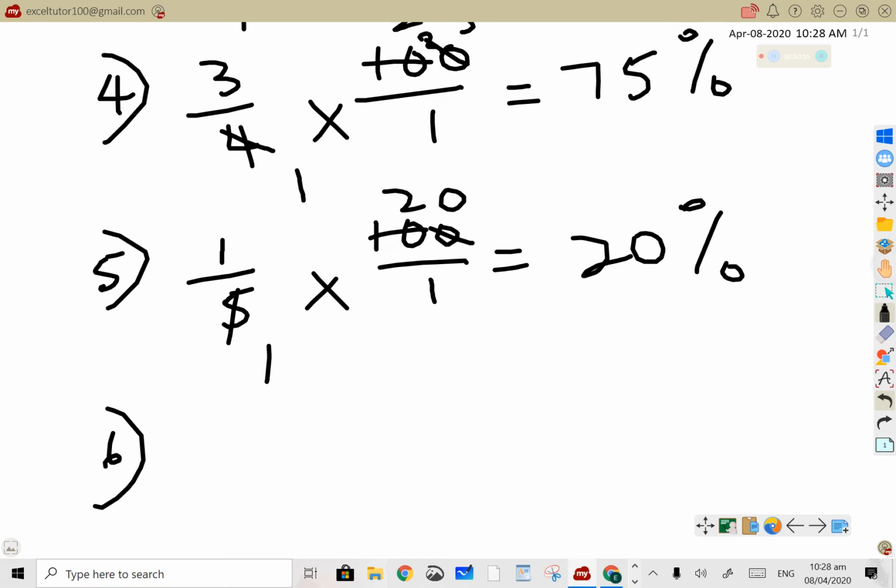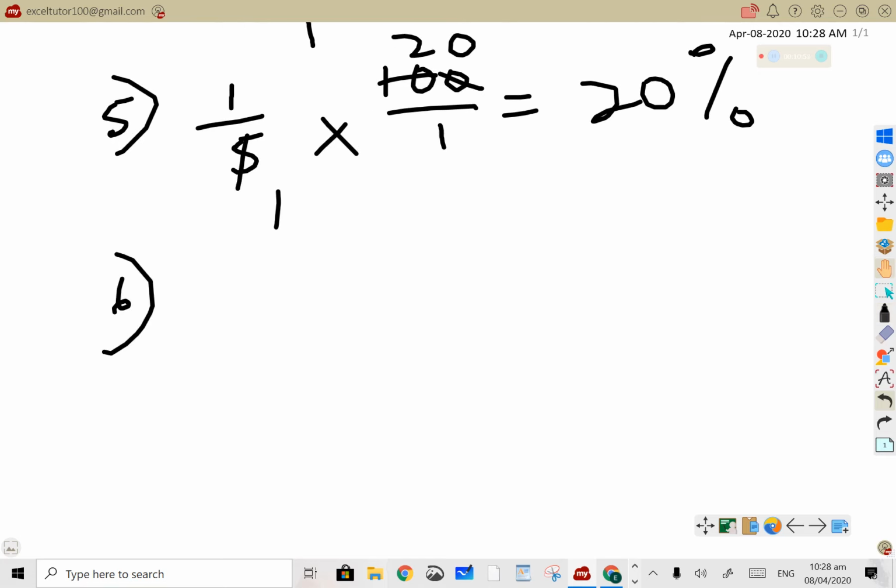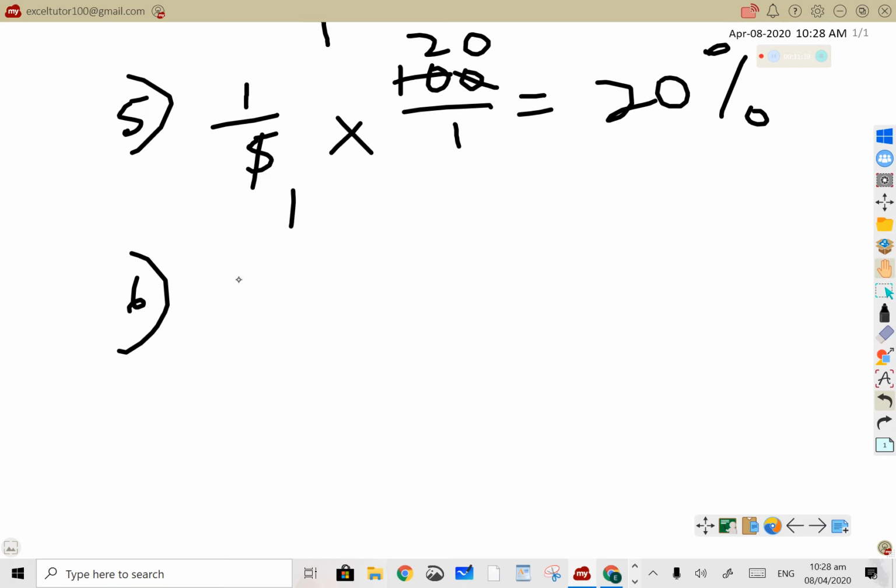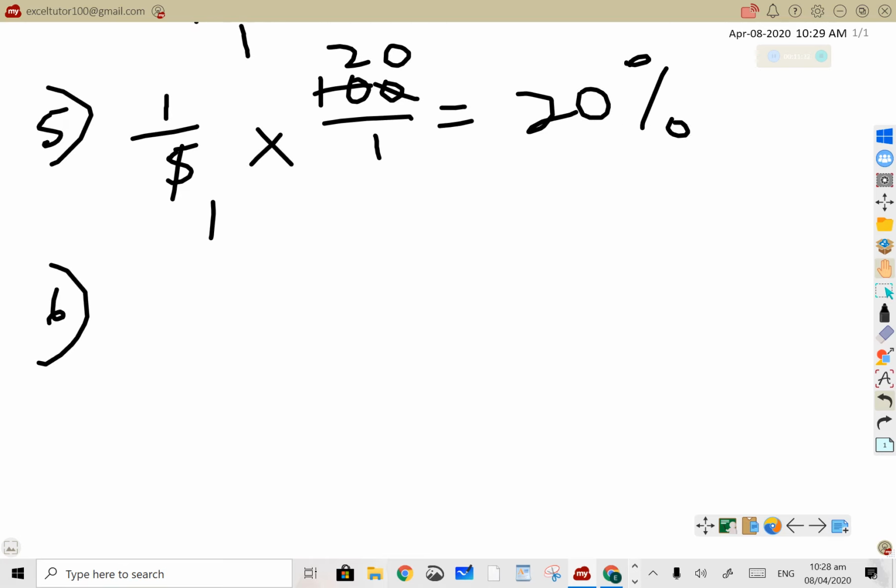Now if we look at a more difficult one, we have the eighths. The eighths are like 1/8, 3/8, etc. Eventually you would realize how important it is for you all to understand the eighths, how to work with the eighths. So we'll take a look at 1 over 8, and again we multiply by 100 over 1.